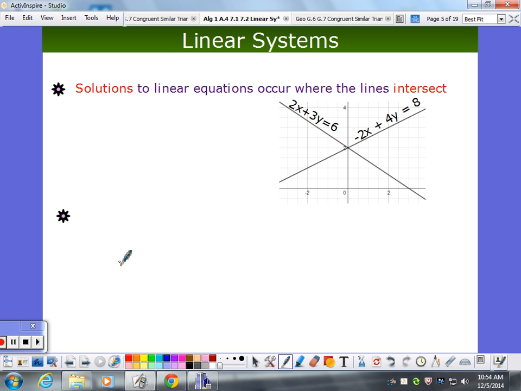So how do we find these solutions? Solutions occur where lines intersect. I actually graphed those two, 2x plus 3y equals 6 and negative 2x plus 4y equals 8, and they do indeed meet up over here at (0, 2).